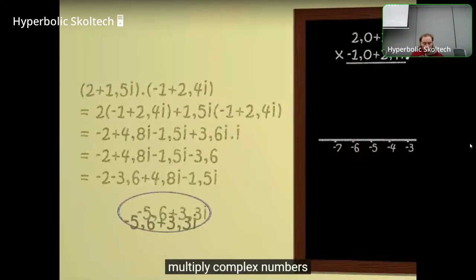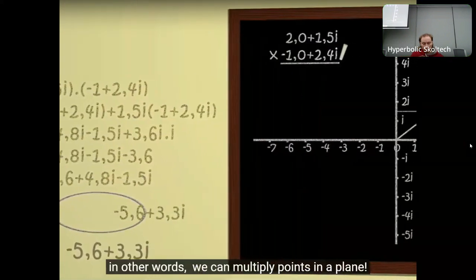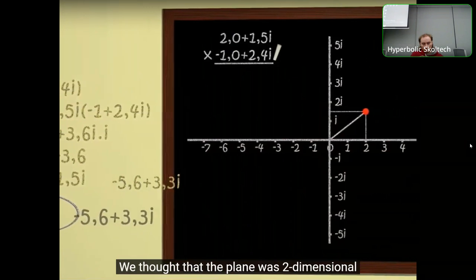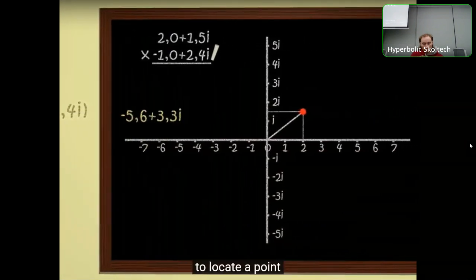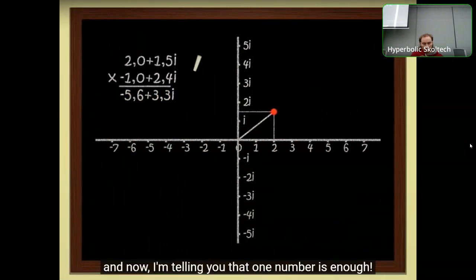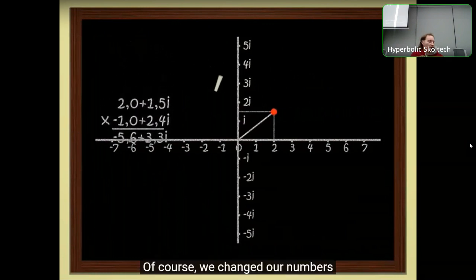In other words, we can multiply points in a plane. Amazing. We thought the plane was two-dimensional, since two numbers are necessary to locate the point. And now, I'm telling you that one number is enough. Of course, we changed our numbers, and are now dealing with complex numbers.